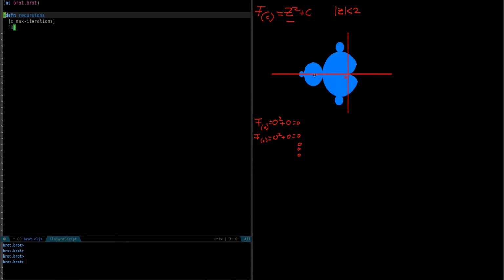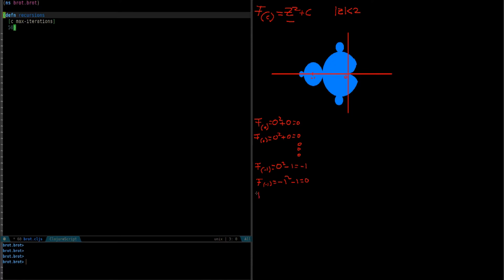Let's try another point, right here in the center of this little circle. This is -1. That gives us f_c with c is -1. z should always start with 0. 0 squared minus 1 equals -1. That gives us f of -1 equals -1 squared, which is 1, minus 1 gives us 0.